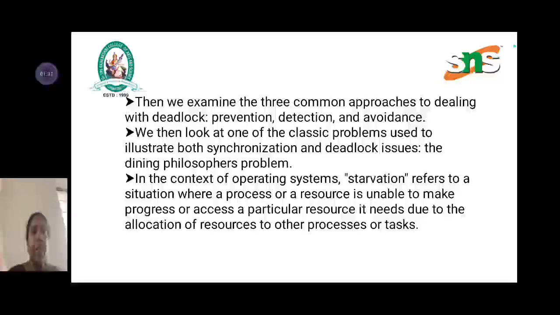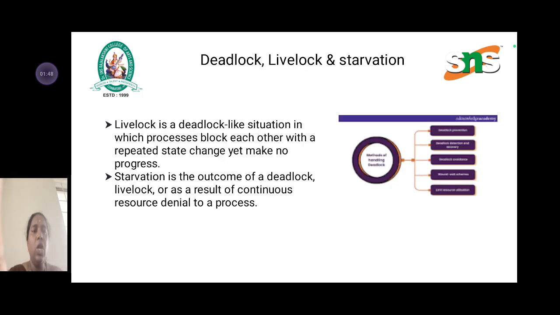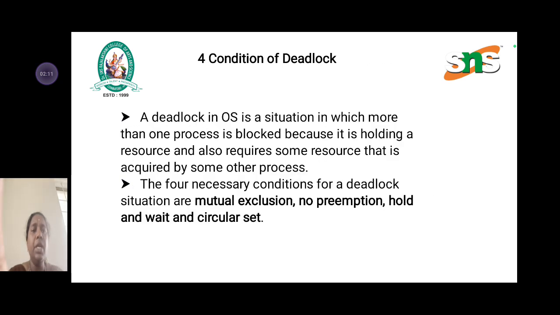In the context of operating system, starvation refers to a situation where a process or a resource is unable to make progress or access a particular resource it needs due to the allocation of resources to other processes or tasks. Deadlock, livelock and starvation. Livelock is a deadlock-like situation in which processes block each other with a repeated state change yet make no progress. Starvation is the outcome of deadlock, livelock or as a result of continuous resource denial to a process.